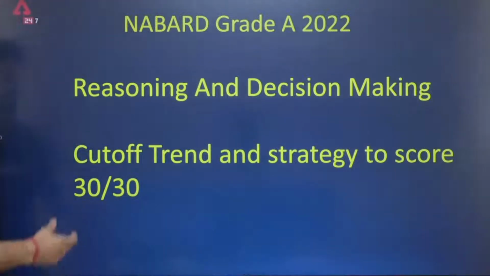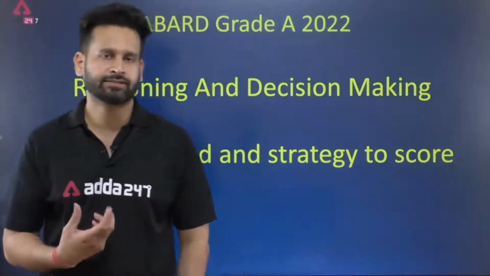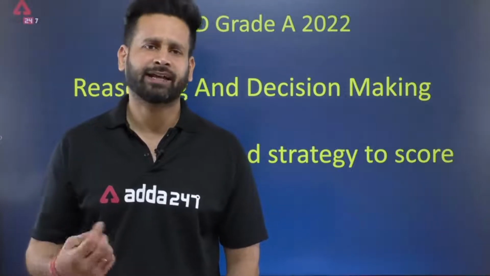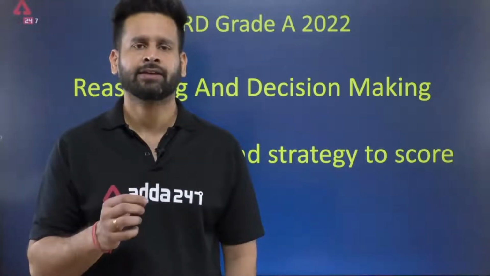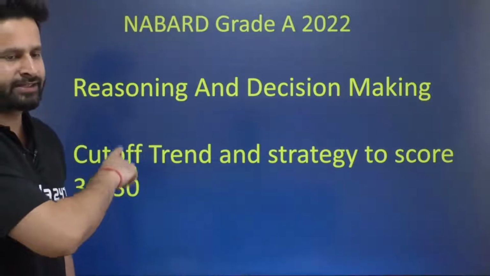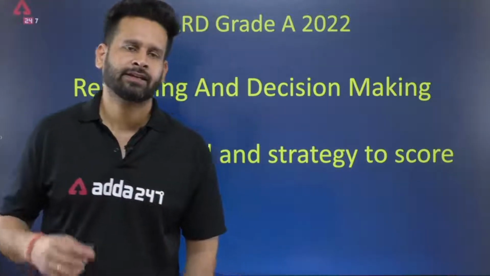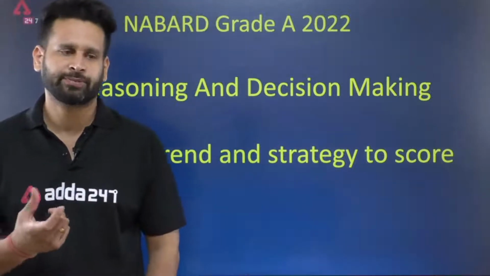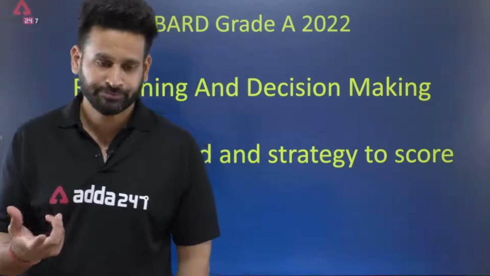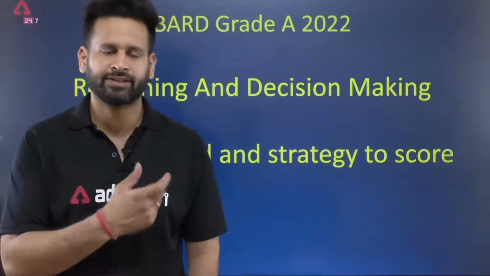We will also discuss the cutoff trend over the last few years, and we will also see what can be an appropriate strategy if you wish to score maximum out of 30, because these two sections combining reasoning and decision making, 20 marks and 10 marks respectively, total 30 questions, 30 marks will be from these two topics. So we will see what are the important things that we shall do in order to score maximum from these two topics, right?